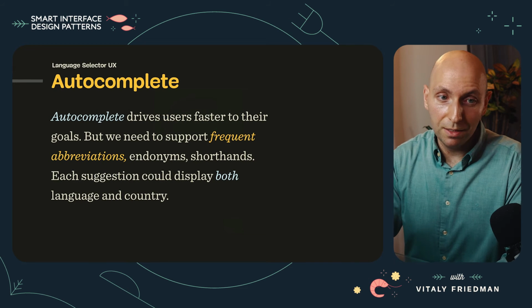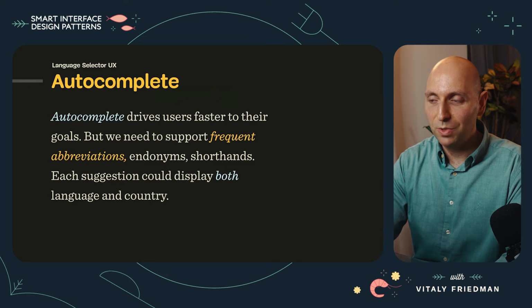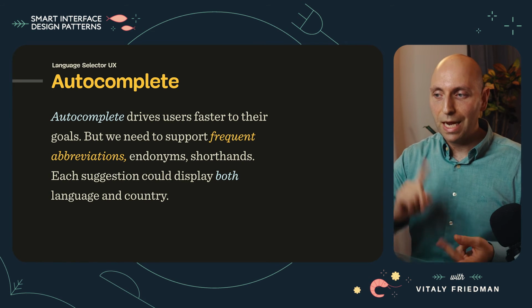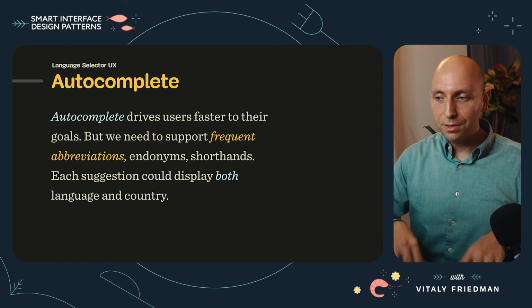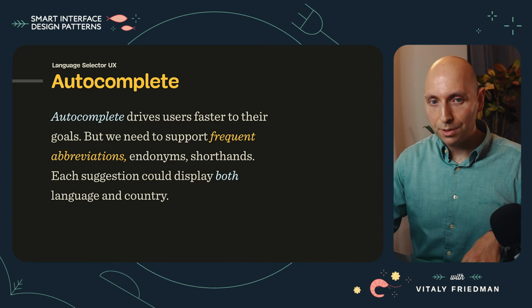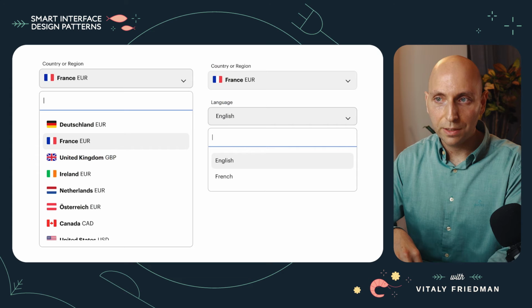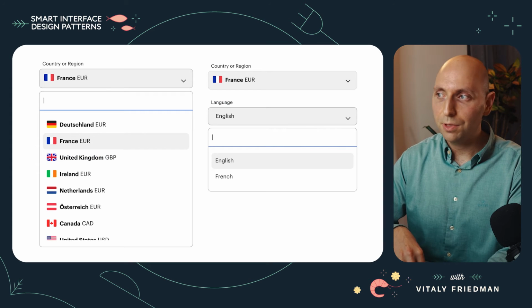Autocomplete. Autocomplete is great if it works, right? Because we definitely need to support a lot of stuff for it to work. We need to support frequent abbreviations, endonyms, shorthands in different languages, by the way. And each suggestion could display both language and country. So this could look like this, right? When you can select country or region.